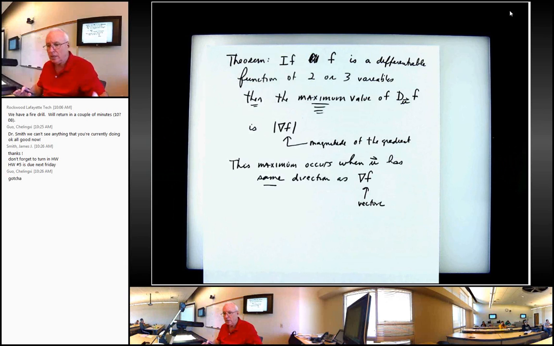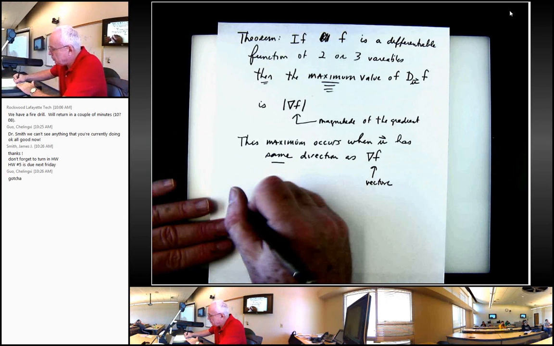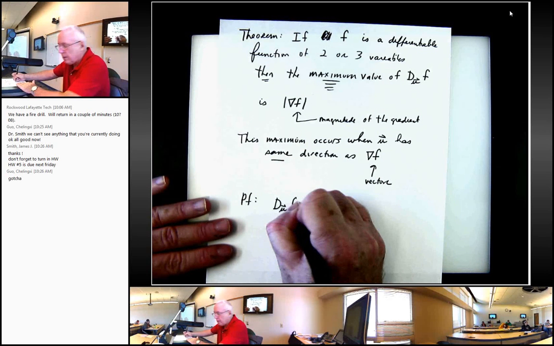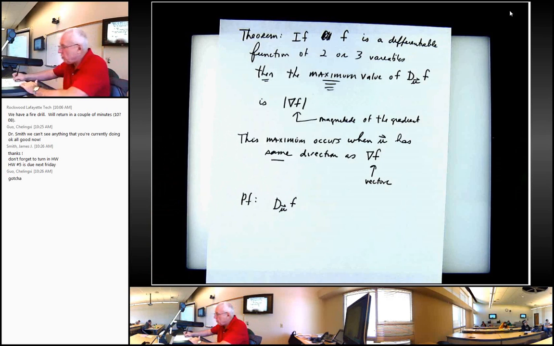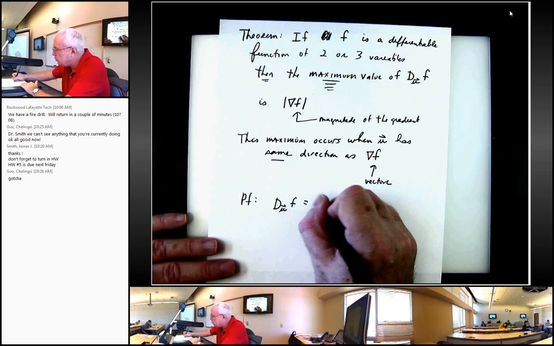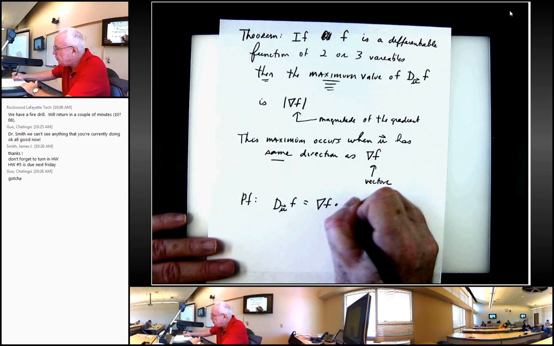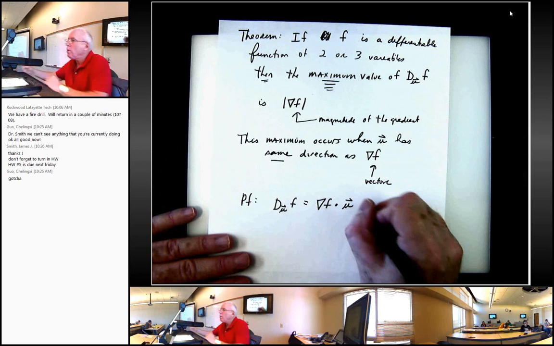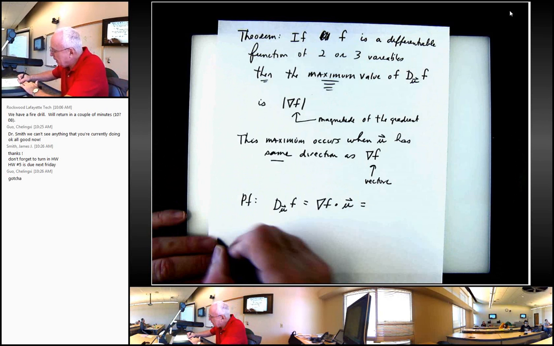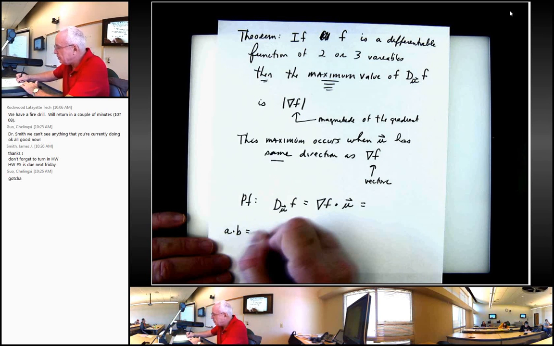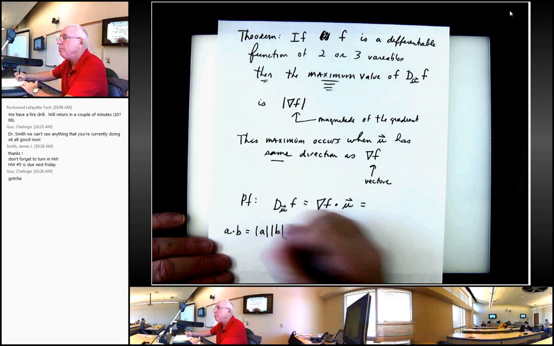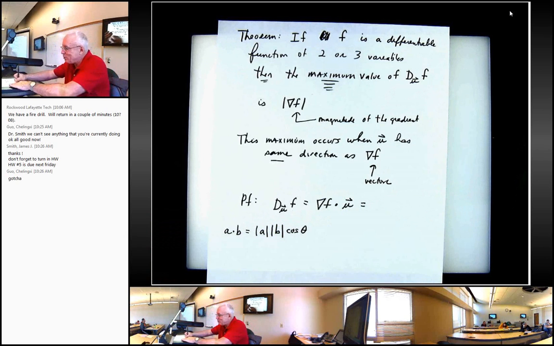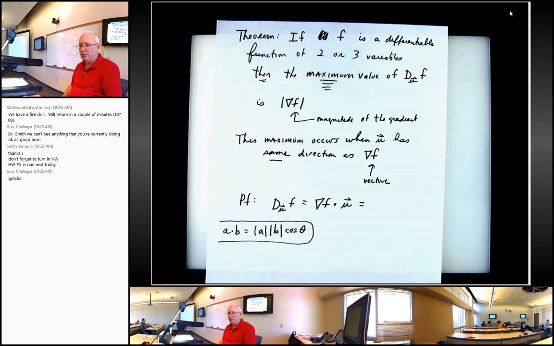Okay. So let me just do a brief proof. You can do what you want with this. I think it's kind of nice. So let's look at the directional derivative of our function. And we know that the directional derivative is equal to the gradient dot the unit vector. Now, remember the dot product. A dot B is equal to the magnitude of A times the magnitude of B times the cosine of the angle between them. That was one of those formulas we needed to know for the first test.